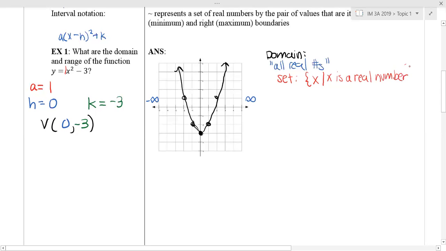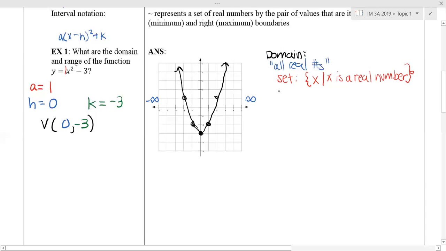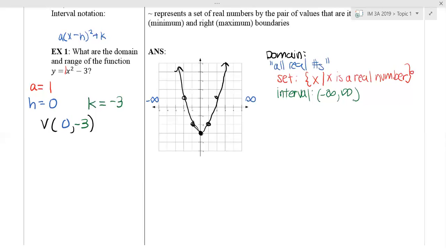Remember, those braces identify that we're talking about a set. If instead I wanted to write this answer as an interval, I'm representing from -infinity to +infinity. So domain represents all possible x values. In this case, it can be anything. And so that's how we note that.